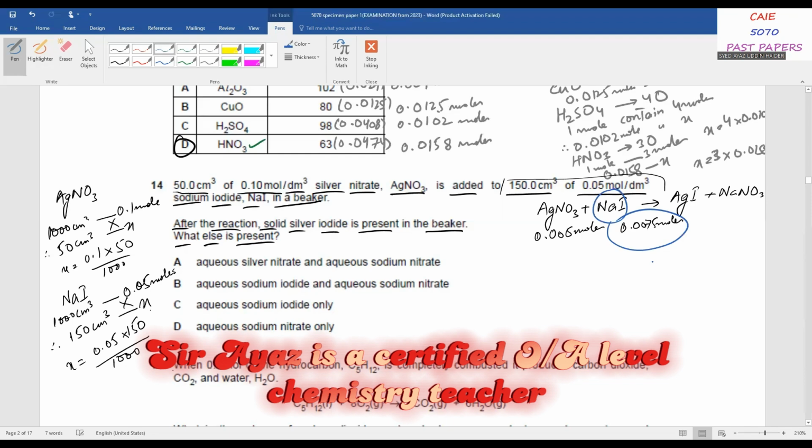So in the answer, you must have sodium iodide as one of the substances present in the reaction mixture in the beaker. So choice B should be the correct answer for this one.